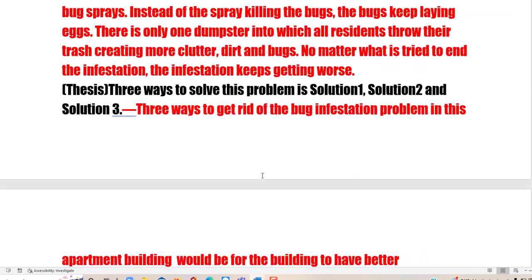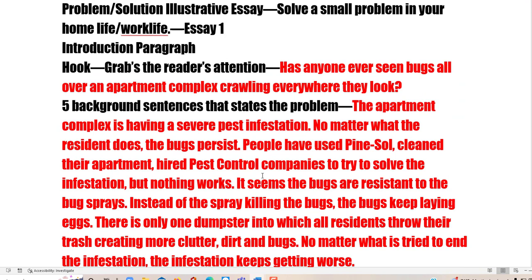So this formula or worksheet works for any problem solution. A problem solution essay is basically where you state the problem and you write about a solution. That's known as the Problem Solution Illustrative Essay. And this format is used whenever you do any kind of proposal, a business proposal, a science proposal, a research proposal, where you state the problem, do research, and write the solution.